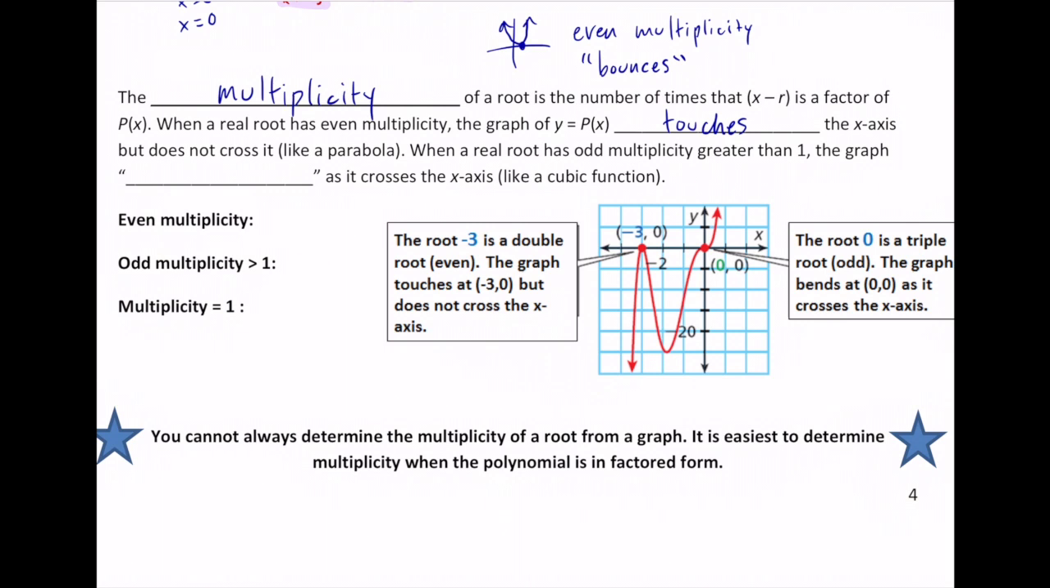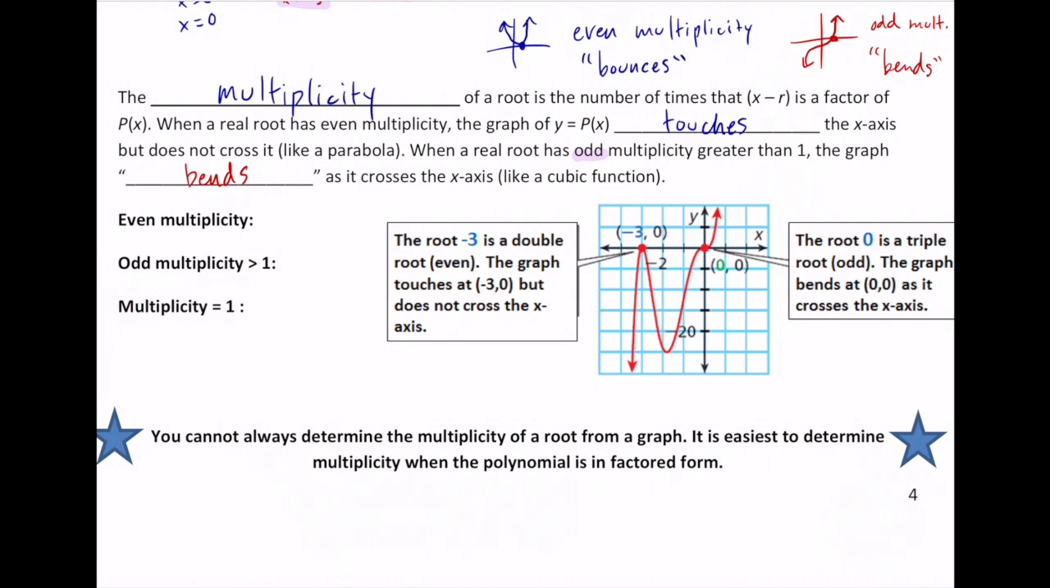All right, when a root has odd multiplicity greater than 1, the graph bends as it crosses the x-axis, like a cubic function. So our cubic function would look something like this. So here, this would be an odd multiplicity, and the graph bends. It crosses through.